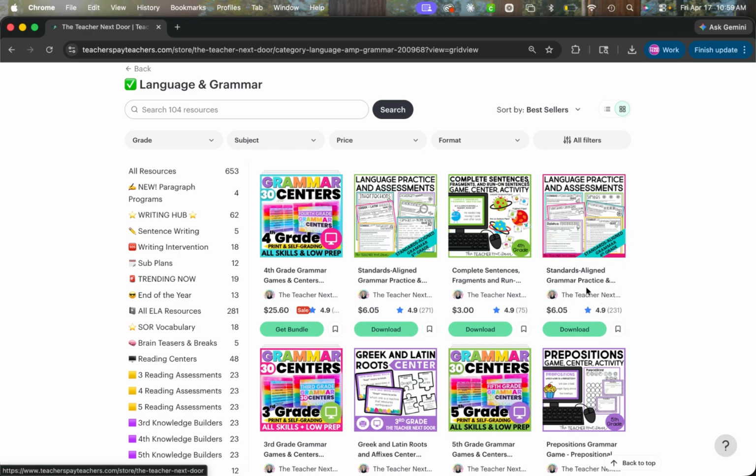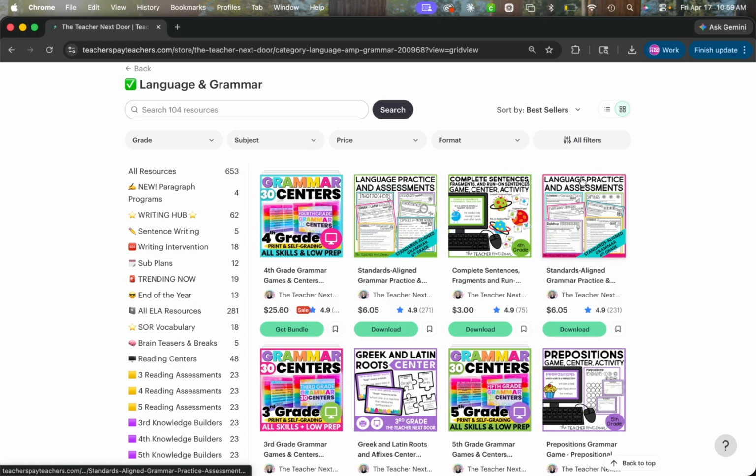So again, there's one for every single grammar skill that is aligned to the 4th grade standards. And then this one is every single grammar skill aligned to the 5th grade standards. Not gonna lie, there's a lot of overlap in there. So I've had some teachers who have reached out and said that they got both so that they could have more practice pages because the skills are so similar in 4th and 5th grade.